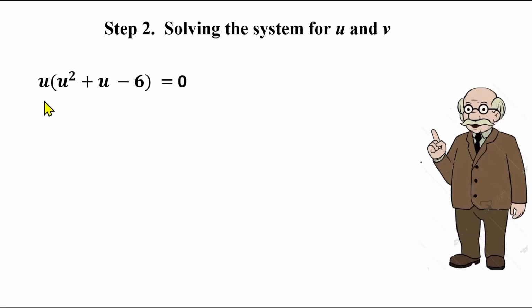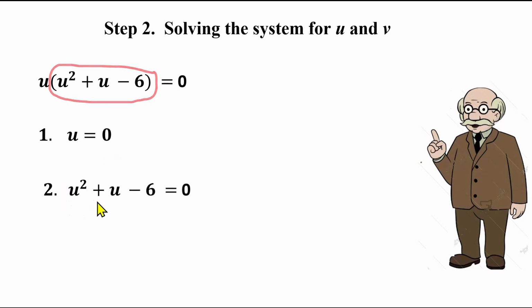Here, the product of the two factors is 0. This means that at least one of them is 0. Let's start with the first. We immediately get the solution, u equals 0. Now let's set the second factor equal to 0.